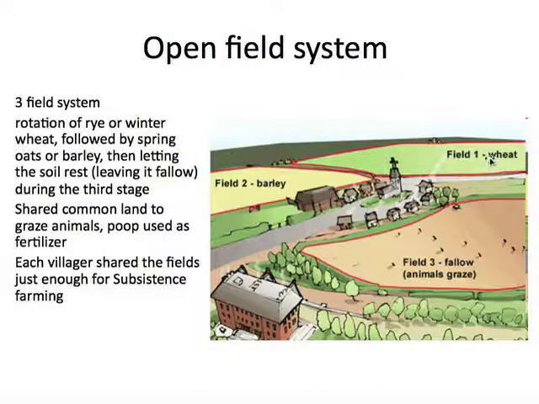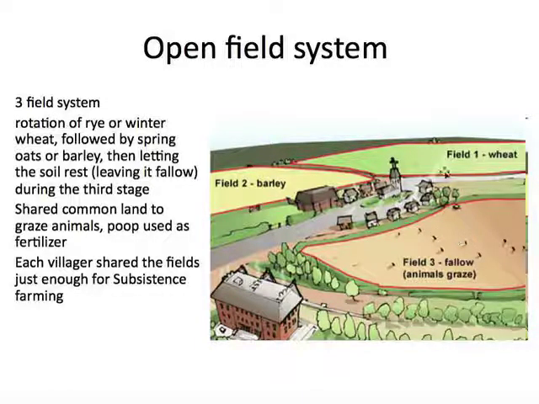And everybody had three fields. You had field 1, field 2, and field 3. Everybody would help farm field 1, everybody would help farm field 2, and every year you'd leave one of the fields open with a fallow land, and the animals would graze on it. And the reason they would graze on it is to leave it fallow so the soil could rest. And this shared common land where everybody kept their pig or their cow or their lamb, the animals would fertilize it with their feces or their poop.